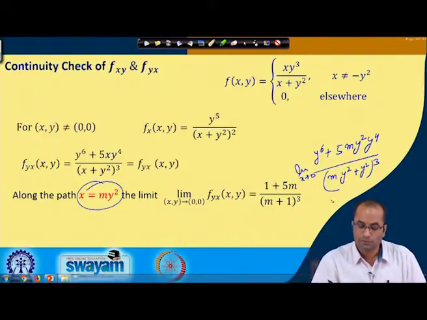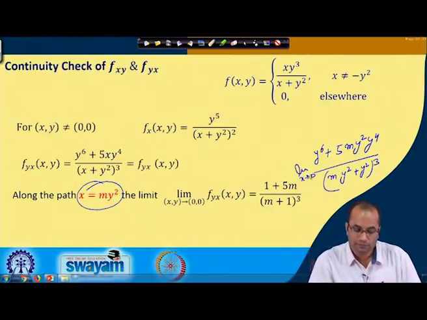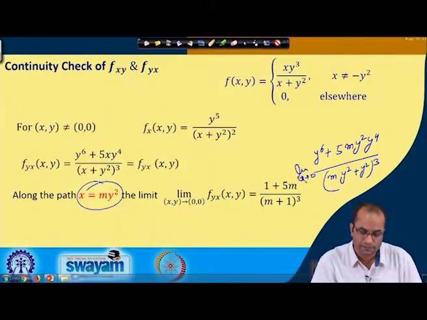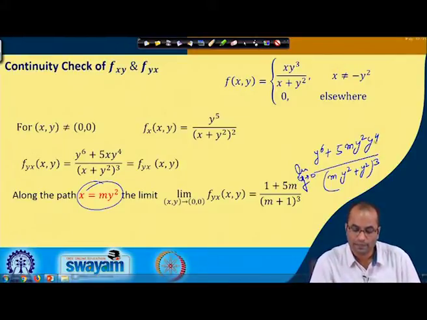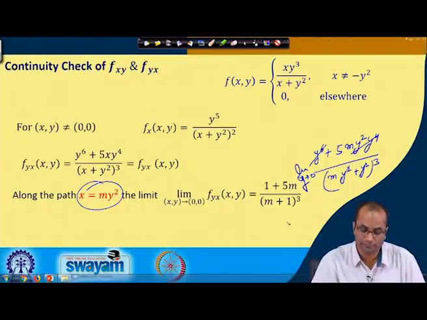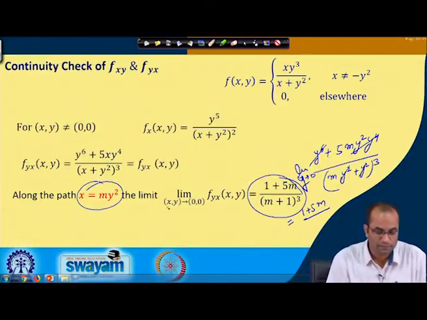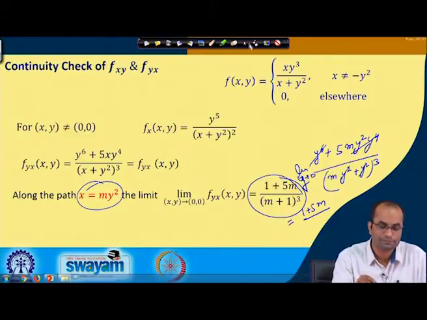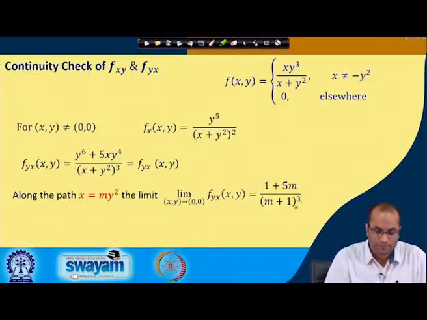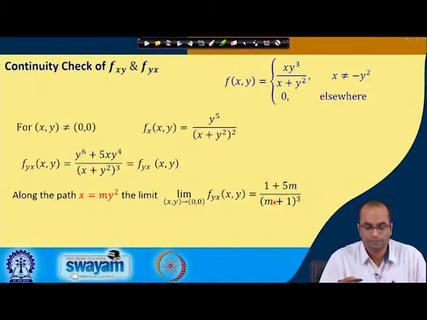And now when x goes to 0, so what is happening here, sorry, y goes to 0, because we have replaced the x. So, y goes to 0, and now y^6 and y square power 3. So, everything other than this m will cancel out, and we will get in the numerator 1 plus 5 m and over this m plus 1 cube. So, that is the limit now along this path, which depends on m. So, it depends on the path.